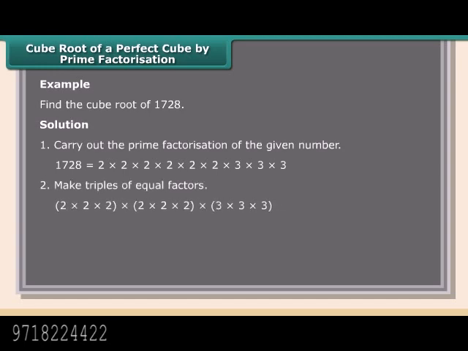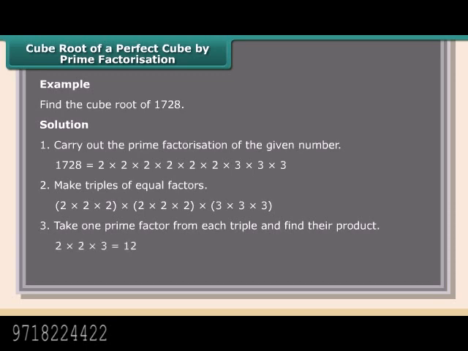(2 × 2 × 2) × (2 × 2 × 2) × (3 × 3 × 3). Take one prime factor from each triple and find their product. 2 × 2 × 3 = 12. 12 is the required cube root, that is, ∛1728 = 12.